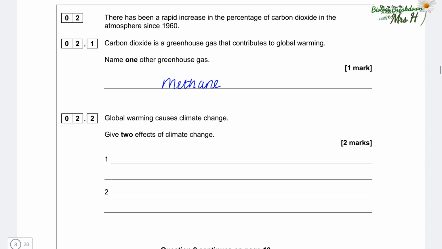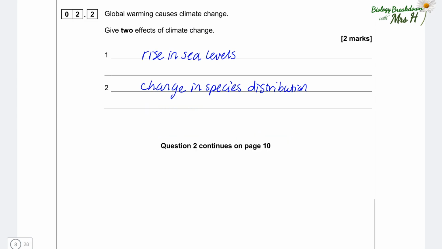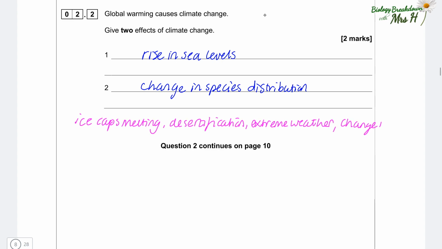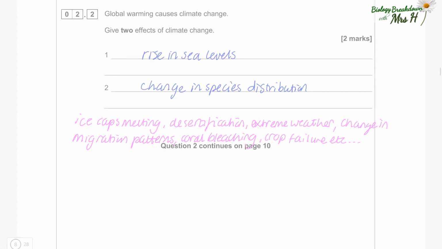So I'm going to go for rising sea levels, making sure I've got one on that line. And then my second one, I'm going to put change in species distribution. But you could also put ice caps melting, desertification, extreme weather, change in migration patterns, loss of biodiversity, coral bleaching, crop failure, etc. Just make sure you only give two and make sure there's only one on each line.